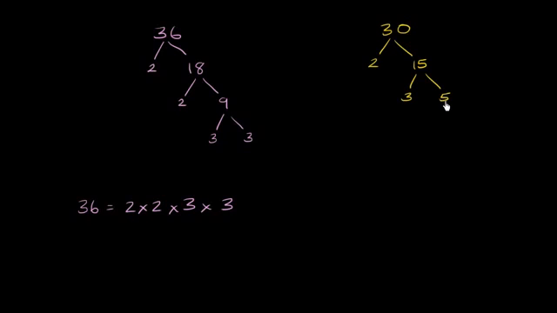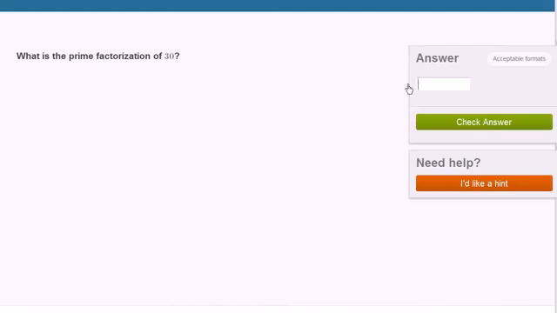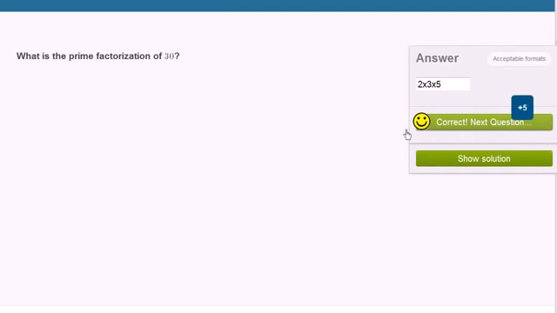And both 3 and 5 are prime numbers. They are only divisible by 1 and themselves. So the prime factorization of 30 is 2 times 3 times 5. Let's enter that in. So it is 2 times 3 times 5. Let's do one more of these.